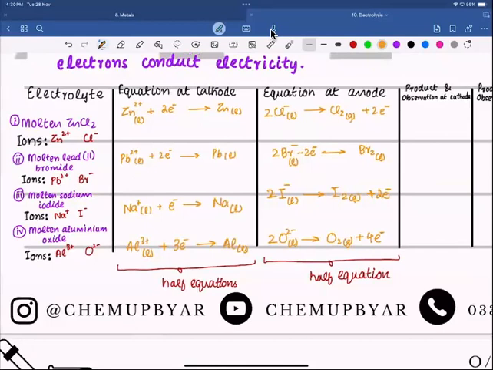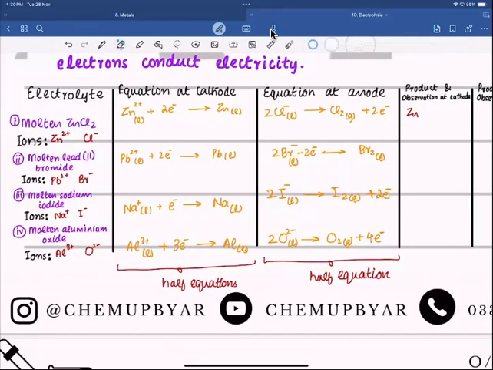Sometimes what students do, instead of writing zinc, they just write Zn 2 positive. So remember, Zn 2 positive is not the product at cathode. It is the ion which is attracted towards the cathode, and after the reaction it turns into zinc. And zinc is the product. Is this clear? Zn, or you can write the spelling Z-I-N-C. You can write either.